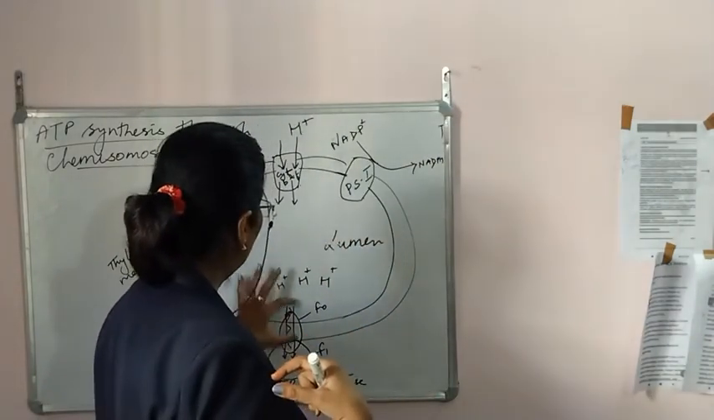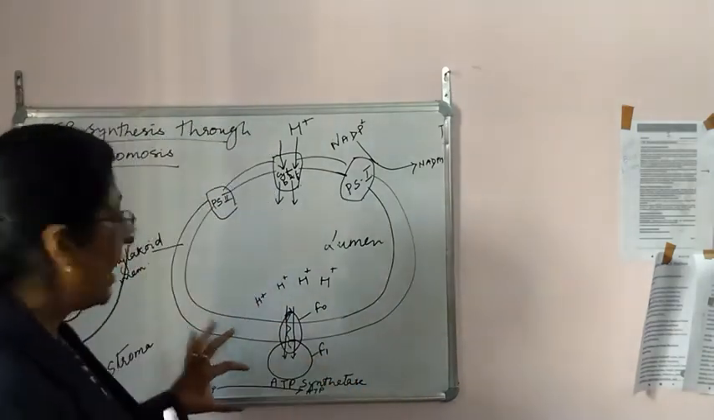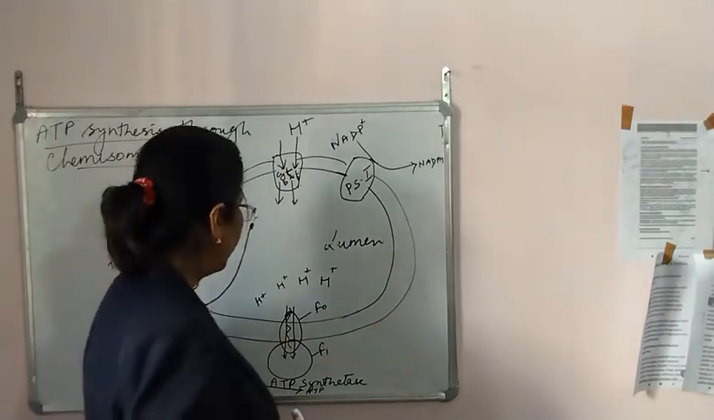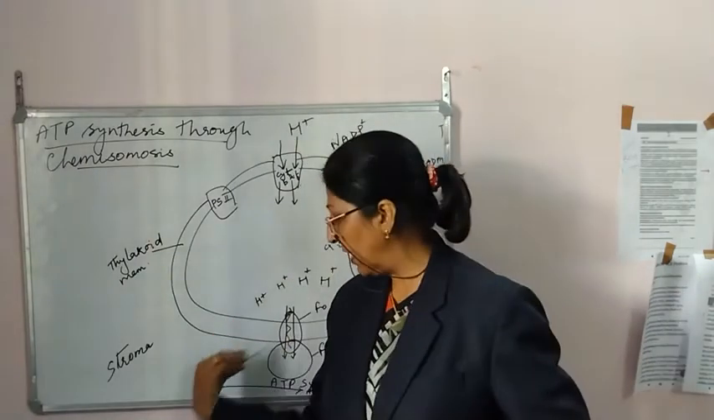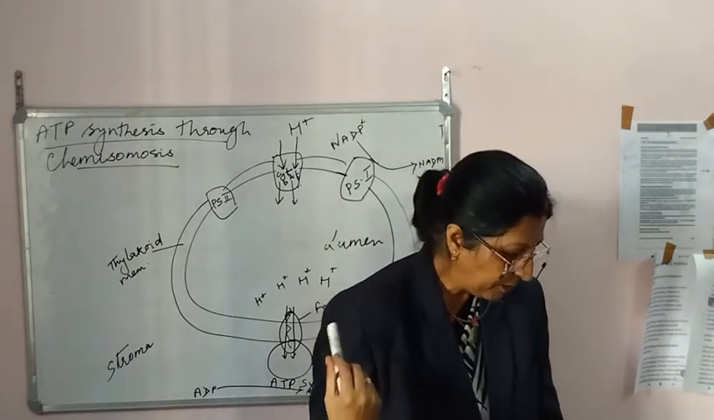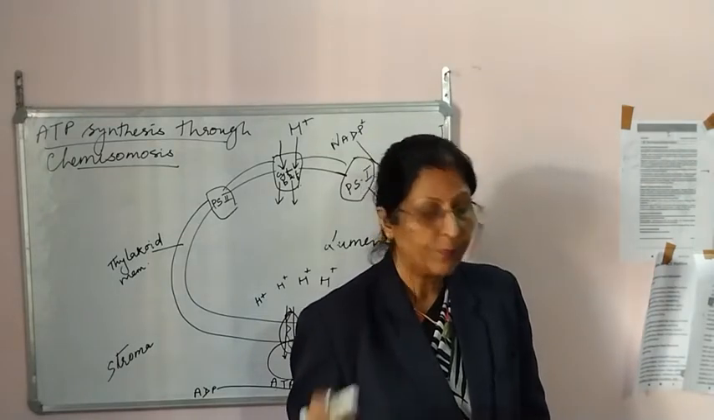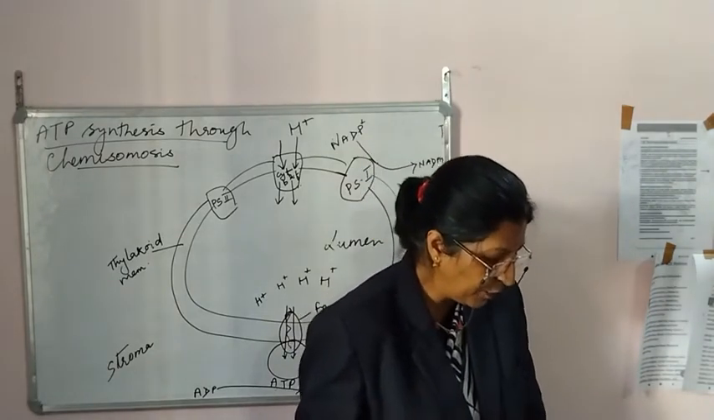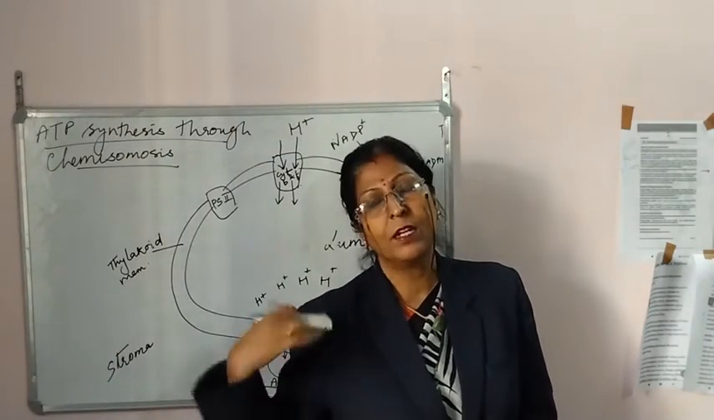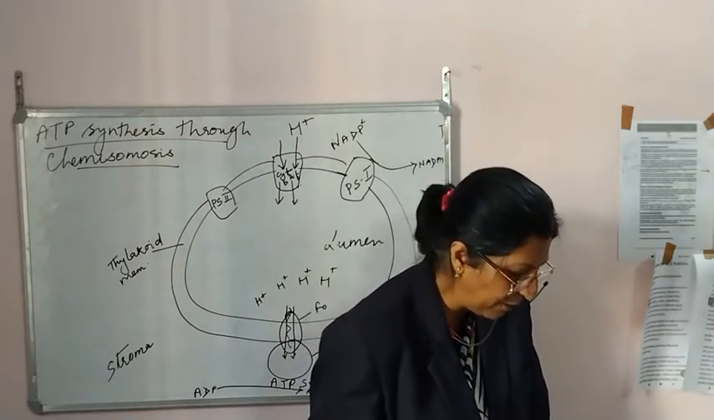This is made up of two units, F0 and F1. F0 is embedded in the thylakoid membrane, F1 is outside, and together they form a transmembrane channel through which the hydrogen ions are removed, and finally ADP gets converted to ATP. It forms ATP, and this is how the ATP energy bond is formed. It forms the enzyme ATP synthetase, and finally the energy-packed ATP molecules are formed.